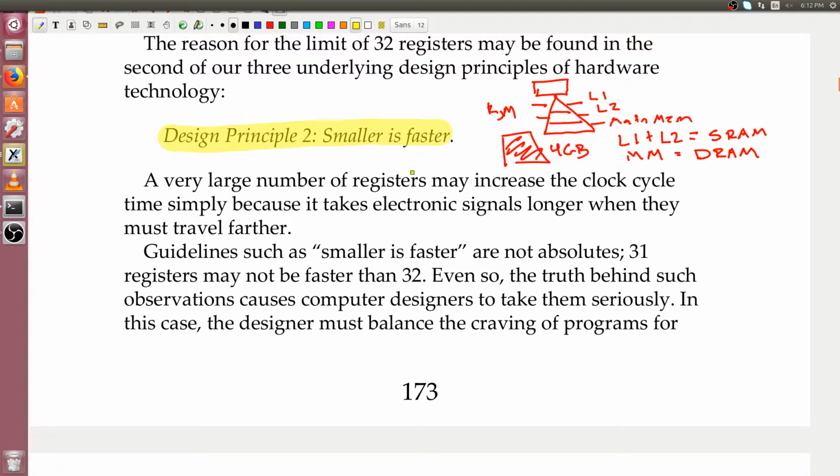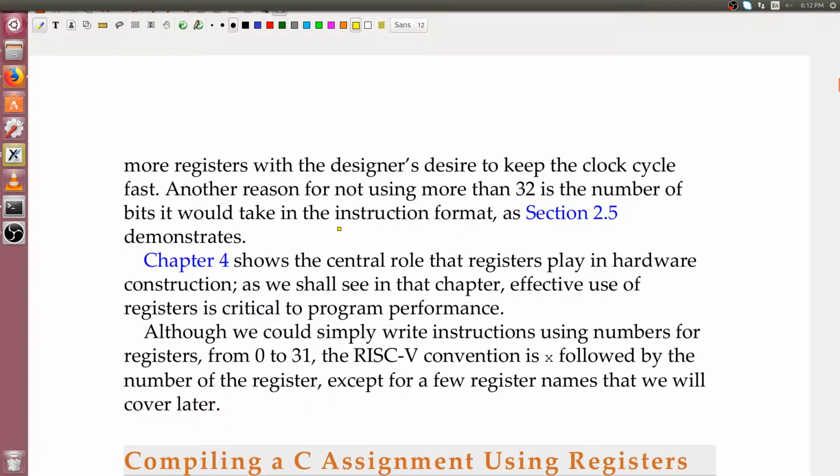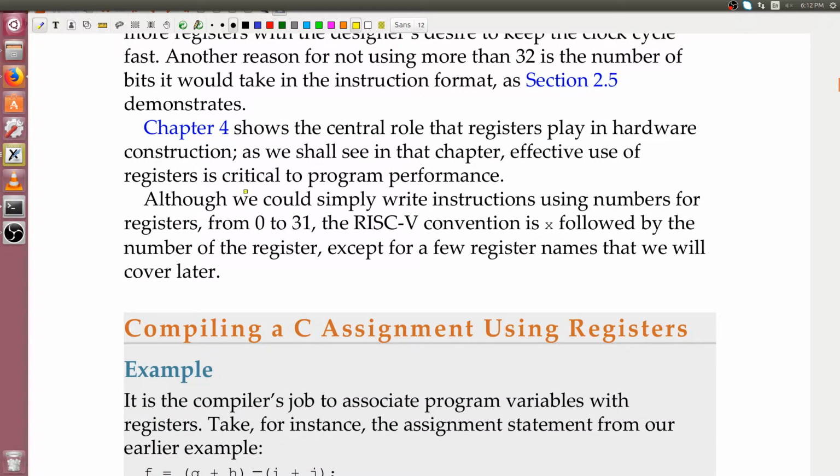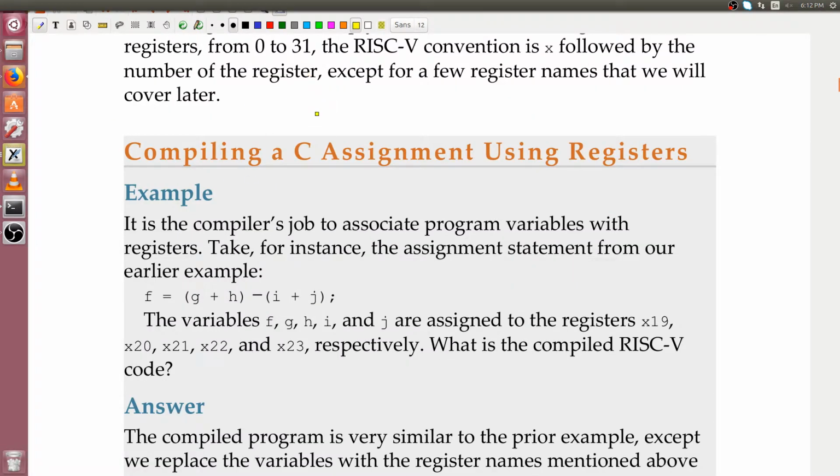Okay, so let's see. A very large number of registers may increase the clock cycle. So if we have a bigger structure, it's going to be slower. So that's fine. We can kind of skip a lot of this.